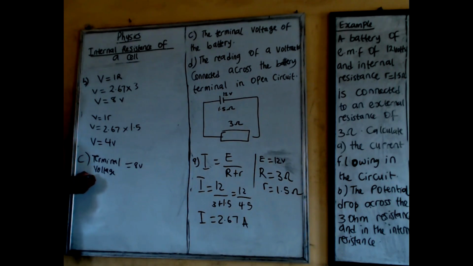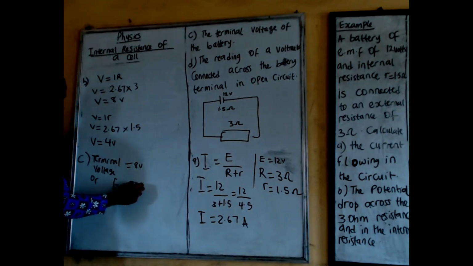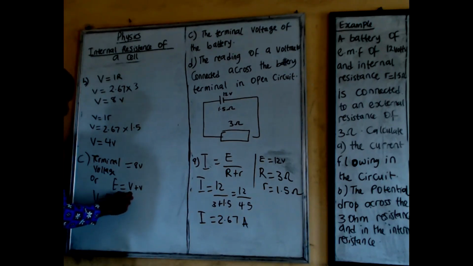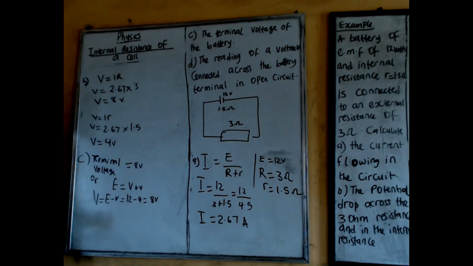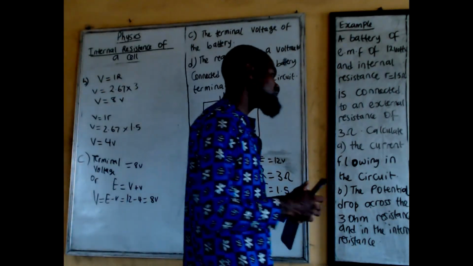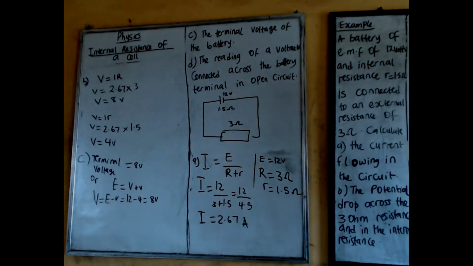Alternatively, you can still use E equals big V plus small v. You can make big V the subject of the formula, so V equals E minus small v. E was given to be 12, minus small v, which we got as 4, which will still give us 8 volts. So be careful and know what you are doing. The terminal voltage of the battery was still the potential difference across the external resistance.